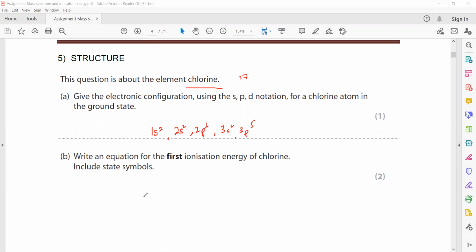Write an equation for the first ionization energy of chlorine. Include the state symbols. Ionization energy means the energy required to remove an electron from a neutral gaseous atom. So we should have a neutral gaseous chlorine atom, and we supply energy so that an electron is removed, and it will form a positive ion by loss of one electron.